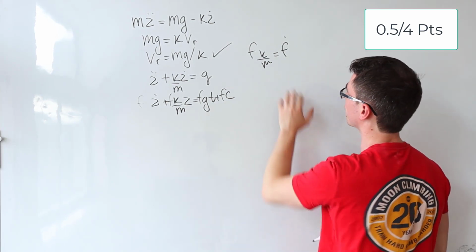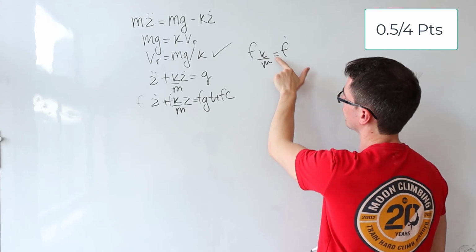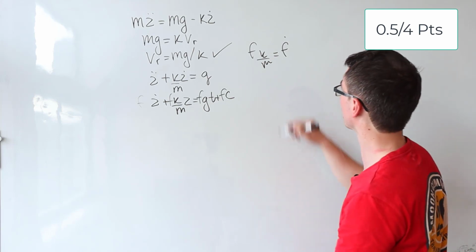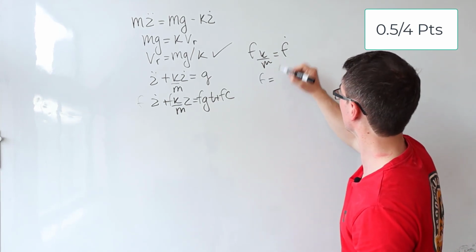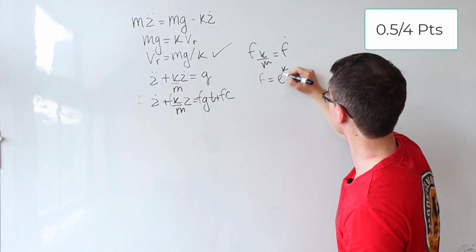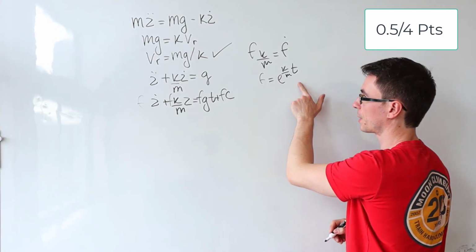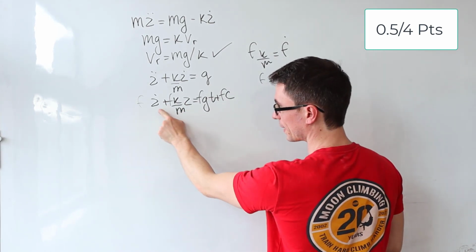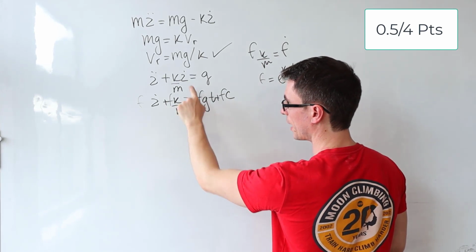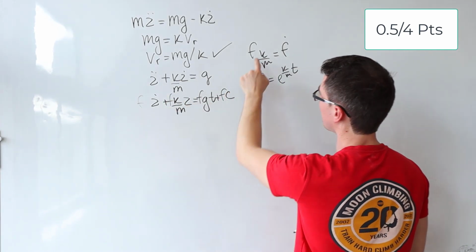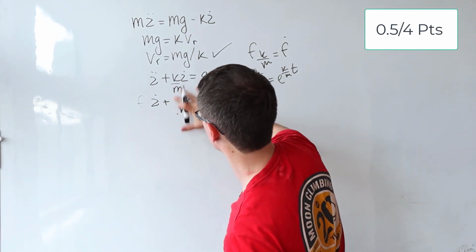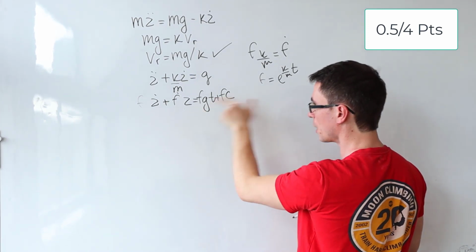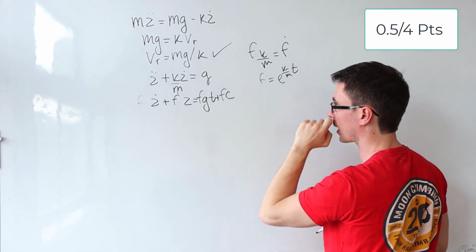First of all, let's find that function f. If we differentiate it, we get a factor of k over m times the original function. Well, that's a pretty standard one for physics. F, one possible solution, will be e to the k over m multiplied by t. Okay, we can plug that in here directly. So f z dot plus, remember, rather than f times k over m, this whole thing is equal to f dot times z, is equal to f g t plus the function times that constant.